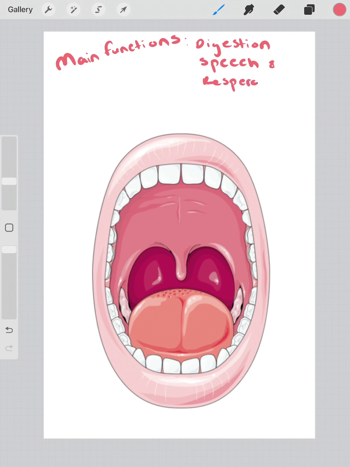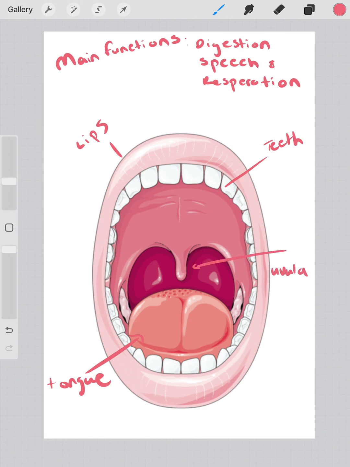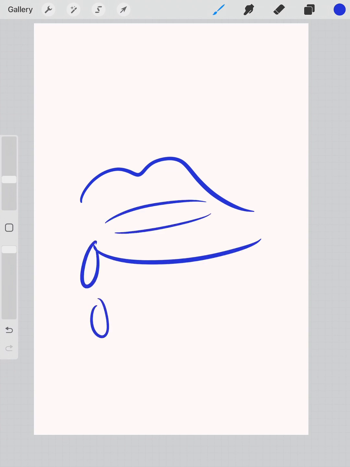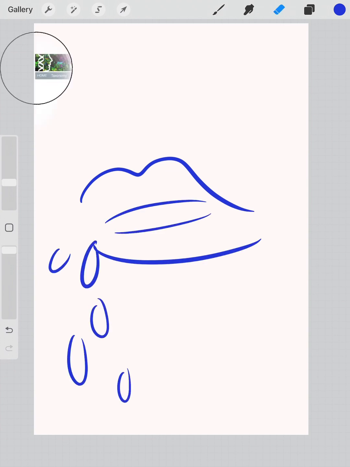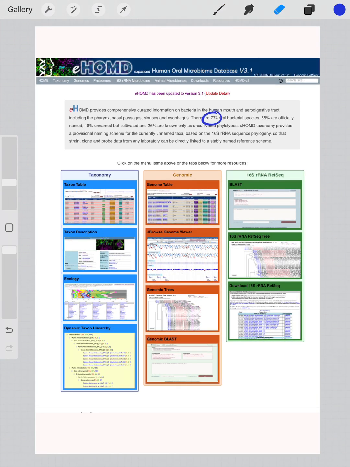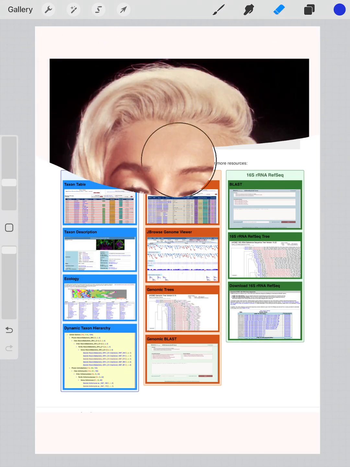The oral cavity consists of the lips, teeth, uvula, tonsils, tongue, cheeks, the salivary glands, the oropharynx, hard palate, and soft palate. First, what is even in the oral microbiome, other than the obvious, which is saliva? Well, there's about 770 something oral bacterial species that have been counted. These species are all cataloged on the Expanded Human Oral Microbiome Database.